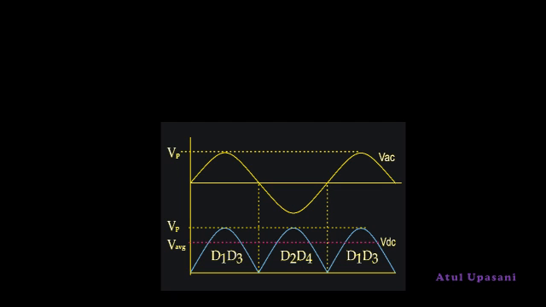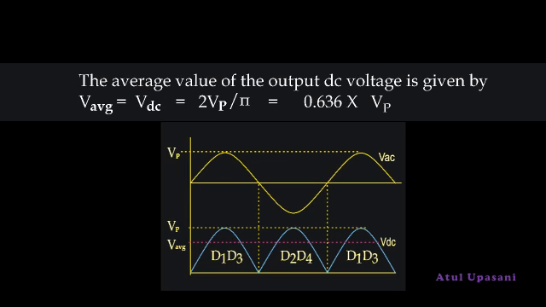The formula for calculating the average value of output DC voltage will be the same as that of the full wave rectifier using center tap transformer. That is, V average equal to VDC equal to twice Vp by pi. This will be the formula for calculating the DC voltage at the output.